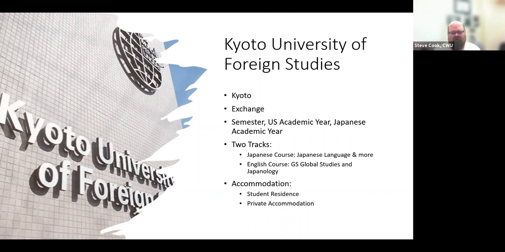In the Japanese course, the levels of Japanese classes are much more nuanced and varied than at any of our other Japanese partners. So students with a lower level of Japanese will be just fine at Kyoto University of Foreign Studies. Again, students can opt for a student residence, which most of our students have, or they can opt for private accommodation.